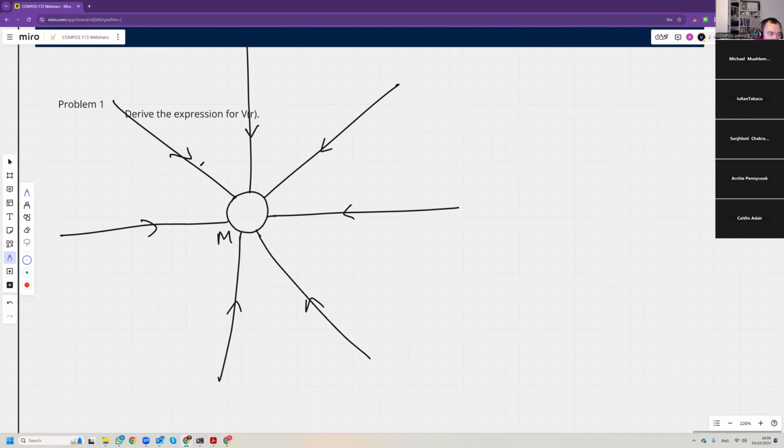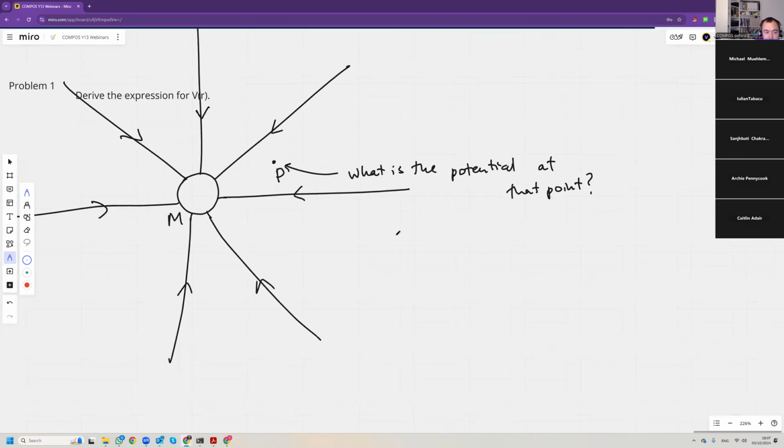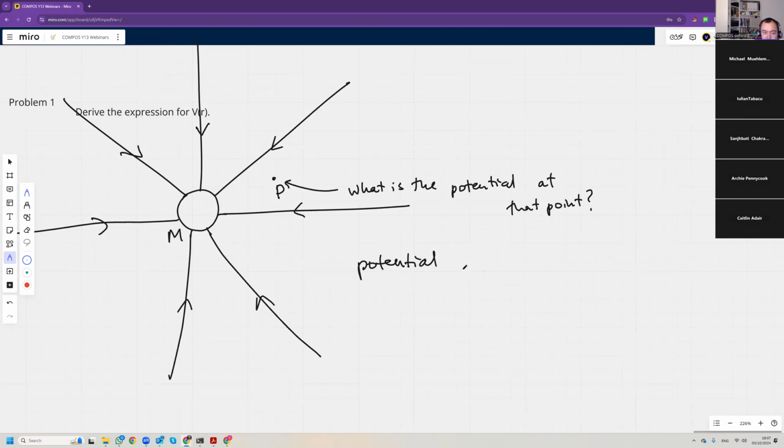The field has a very important characteristic. It's an energy characteristic of a field, and it's called the gravitational potential of the field. So the question is, what is the potential at point P? What does that even mean? Potential is the gravitational energy per unit mass. Potential is the gravitational potential energy divided by mass.